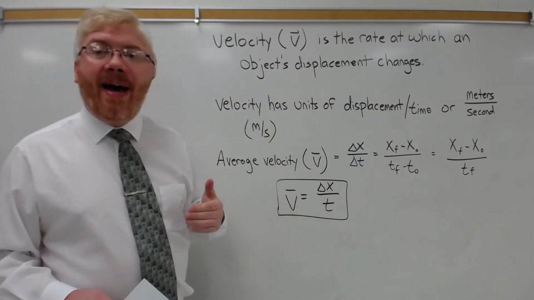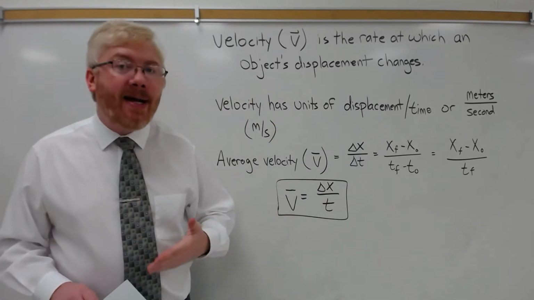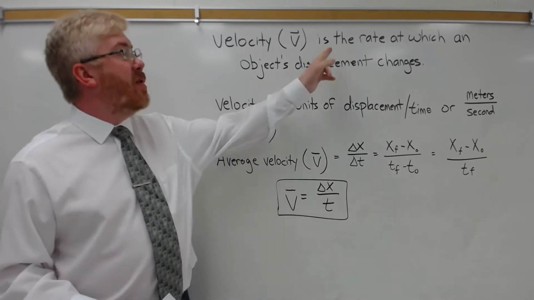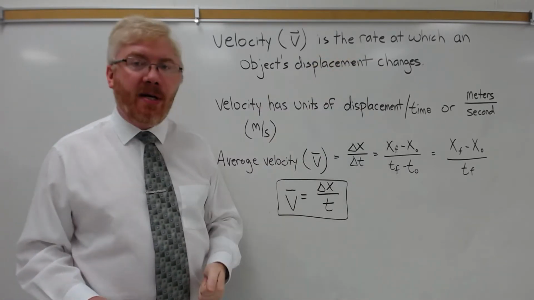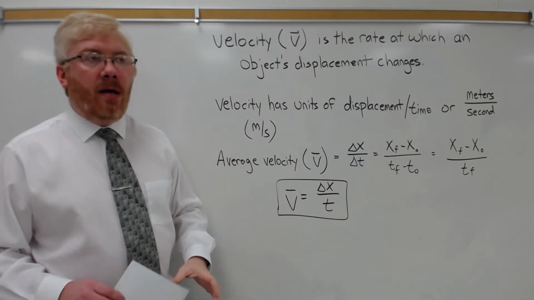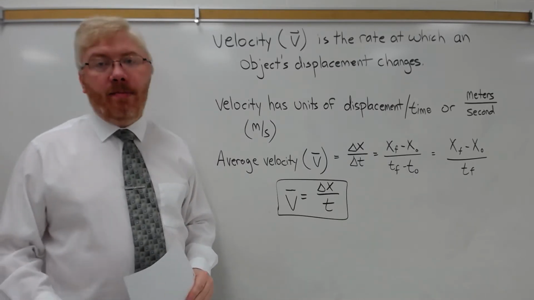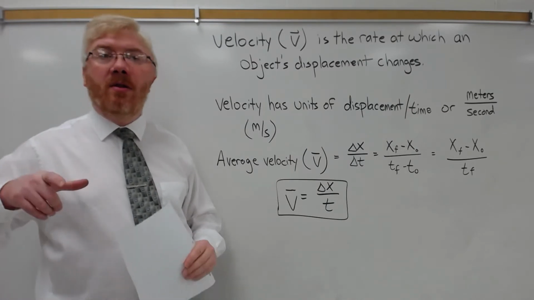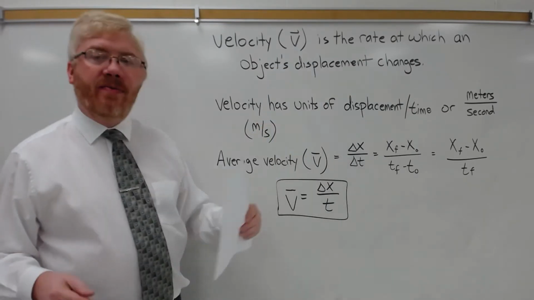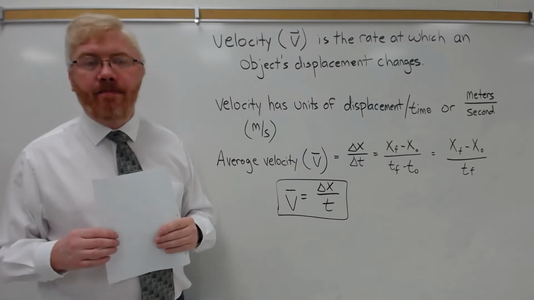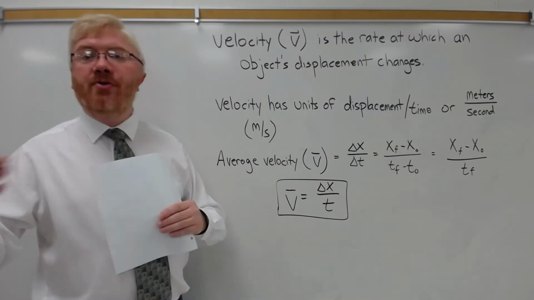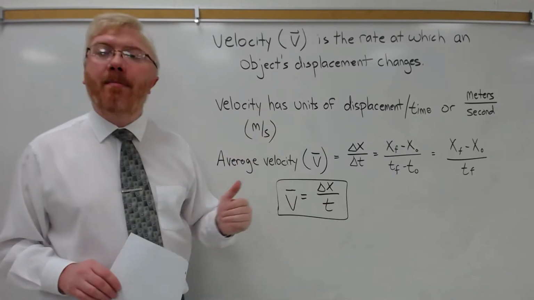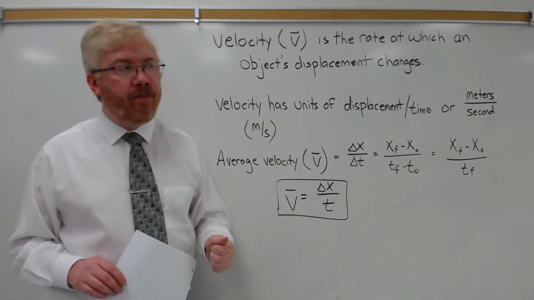We call that ratio, how quickly an object's displacement occurs, velocity. So velocity is the rate at which an object's displacement changes. A large velocity means that the object moves a large distance, again the magnitude of displacement, distance over time. Not distance elapsed, not distance traveled, but just distance over time. A small velocity means that not much distance has changed over time.